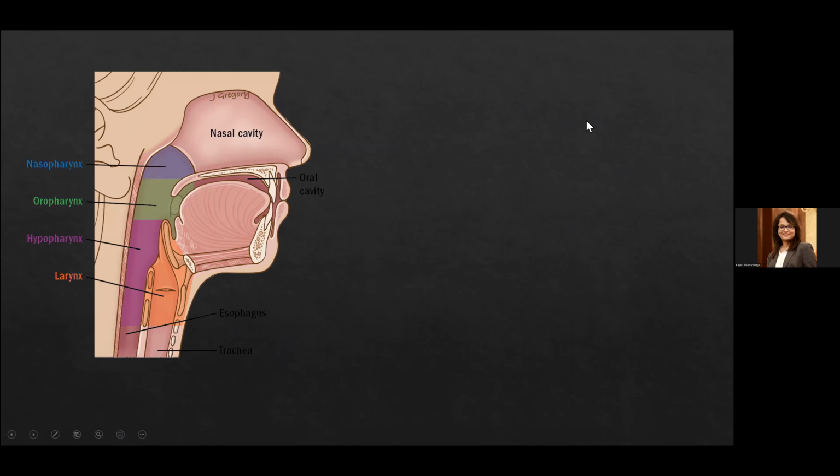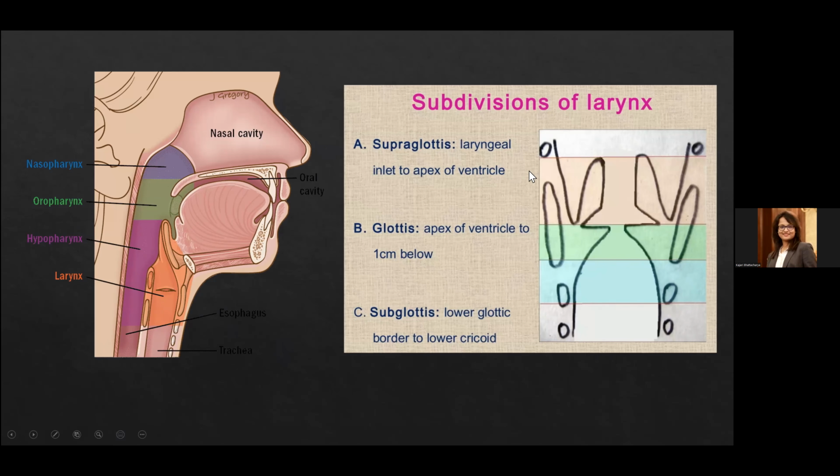So the larynx is subdivided into three parts: the supraglottis, the glottis, and the subglottis. Supraglottis basically starts from the laryngeal inlet, that is the tip of the epiglottis, up to the apex of the ventricle. So if this is the laryngeal ventricle, then this is the tip of the laryngeal ventricle, and up to this is the supraglottis.